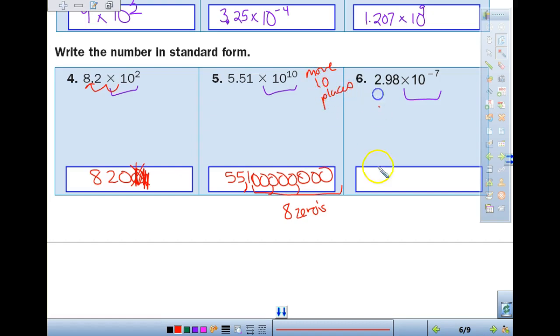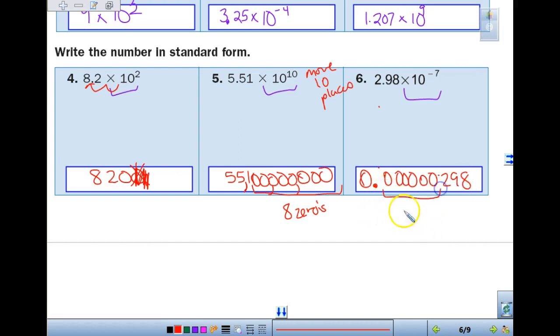Okay? So the last one, if I am looking at that, Addie, what should I have? 0 point. I'm going to have 6 zeros behind the decimal point. 298. So when I'm looking at this again, this is 6 zeros behind that decimal point. It's a total of 7 zeros altogether if I count the place value that I was looking at.